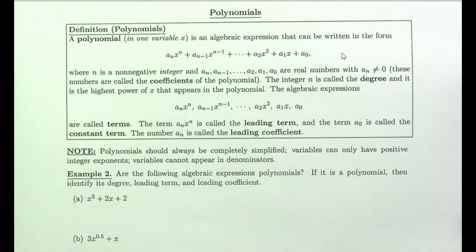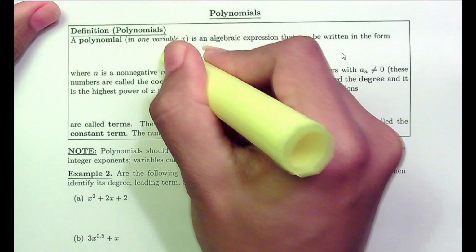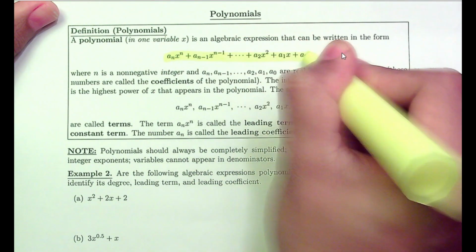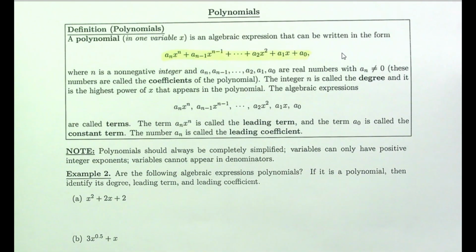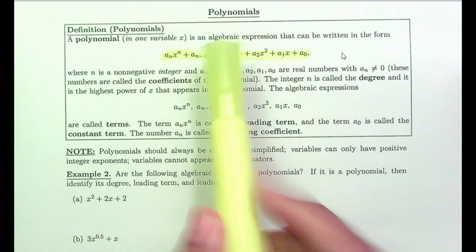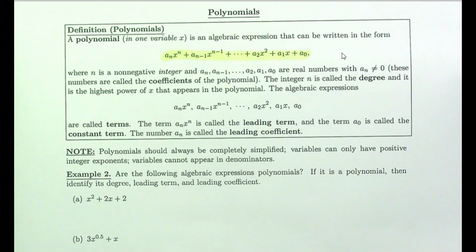Polynomials. A polynomial in one variable, let's say x, is just an algebraic expression that can be written in the form a sub n x to the n plus a sub n minus 1 x to the n minus 1 plus dot dot dot plus a sub 2 x squared plus a1 x plus a naught, where n is a non-negative integer and all these a's are numbers, real numbers that are known.